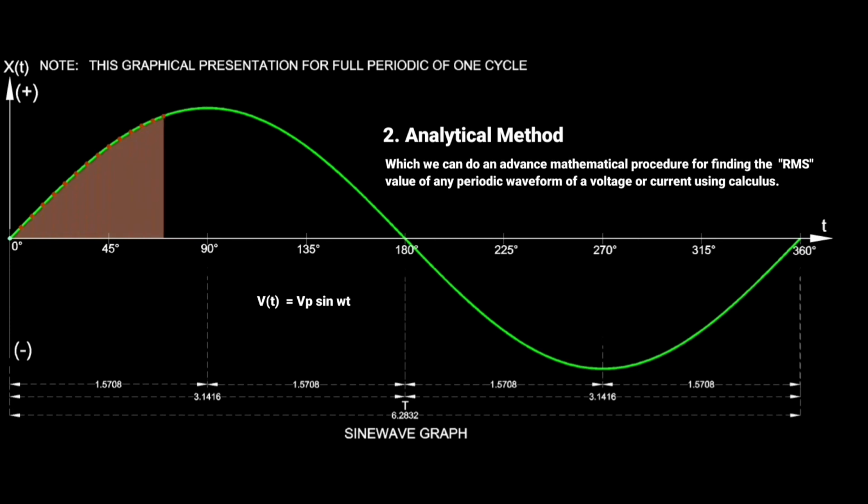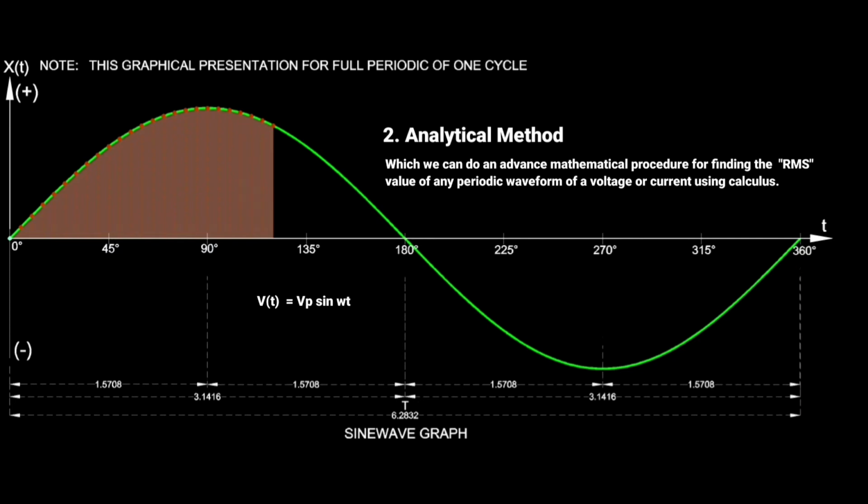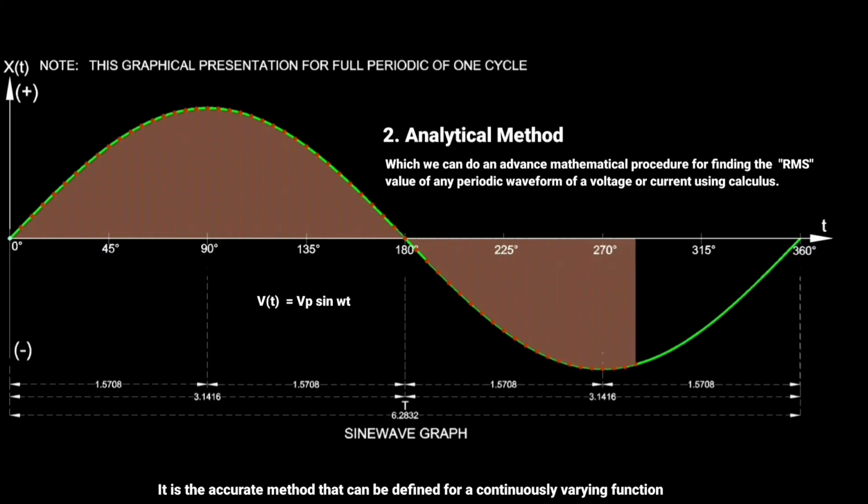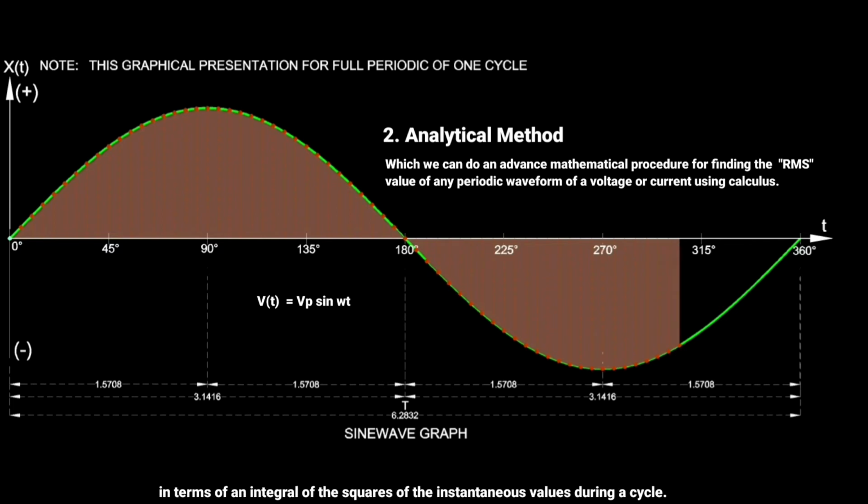Second is the analytical method, an advanced mathematical procedure for finding the RMS value of any periodic waveform of a voltage or current using calculus. It is the accurate method that can be defined for a continuously varying function in terms of an integral of the squares of the instantaneous values during a cycle.